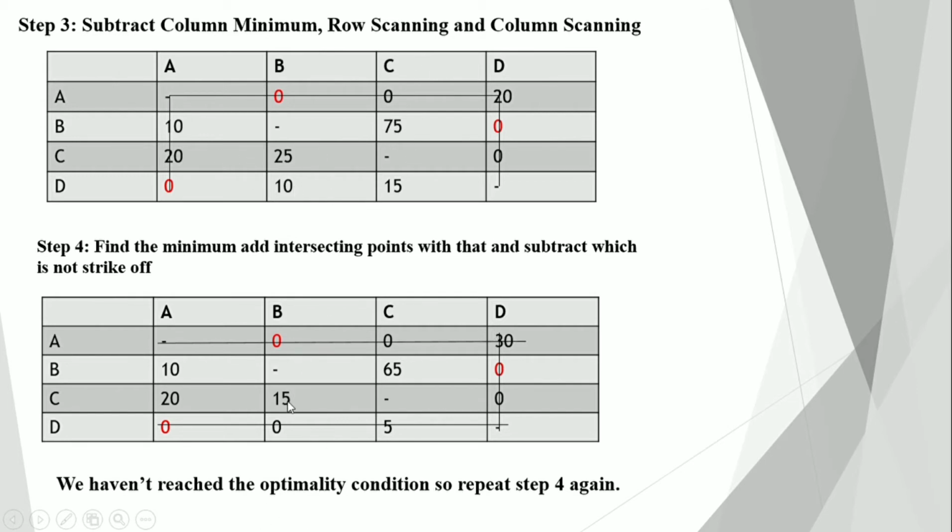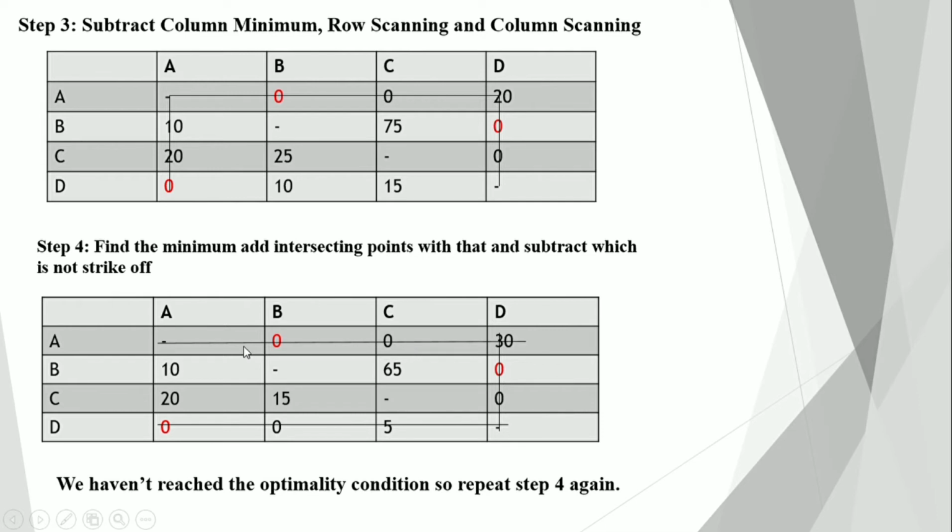See here, 15, because 10 minus 25 is 15. 10 minus 75 is 65. 10 minus 15 is 5. 10 minus 10 is obviously 0. So now again we will do the column scanning and row scanning.